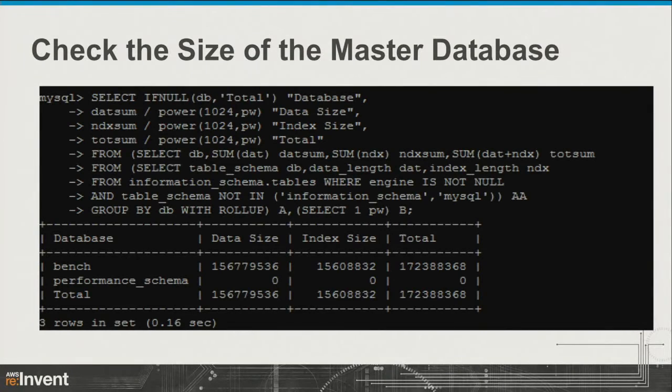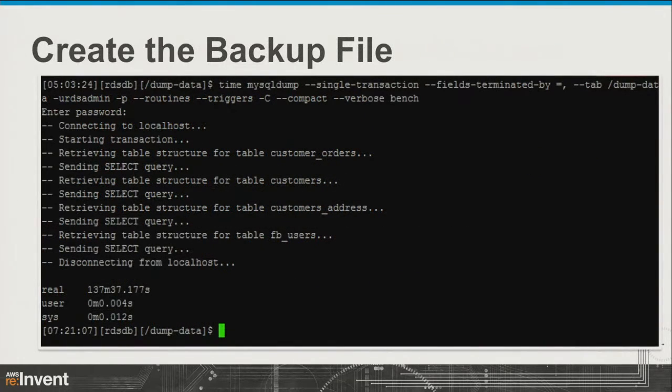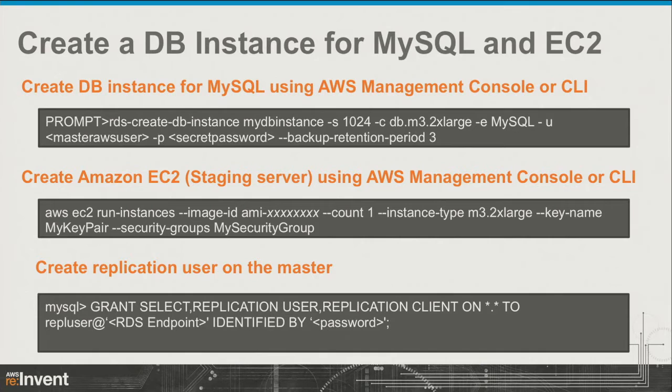So here is a database called Bench, which is about 150 gig that we tried to migrate. I just want to run through a SQL command to show the size of the database. And then we ran the MySQL dump on the on-premise database. Then I went into Amazon Web Services and created an RDS MySQL using the console or CLI. In this case, I used a CLI to create the RDS instance.